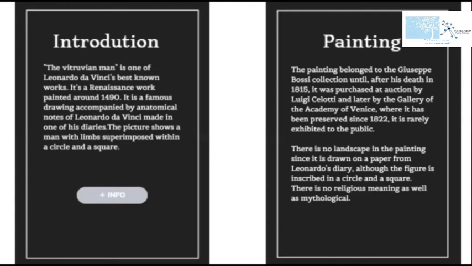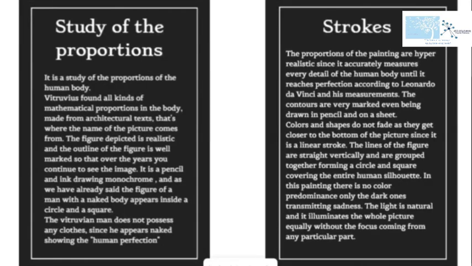There is no landscape in the painting, since it is drawn on a paper from Leonardo's diary, although the figure is inscribed. A study of the proportion. It is a study of the proportion of the human body. Vitruvius found all kinds of mathematical proportion in the body, made from architectural texts. That's where the name of the picture comes from.